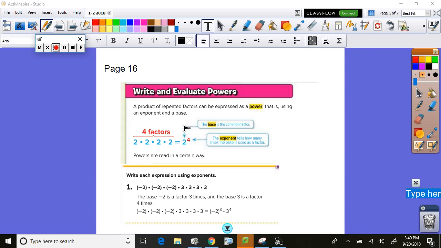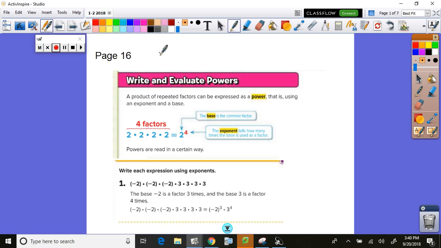Today we're going to be using our new book that we received on Friday. We're starting on page 16. What today's lesson is utilizing is powers. That's what we're talking about today. So we're learning about powers.